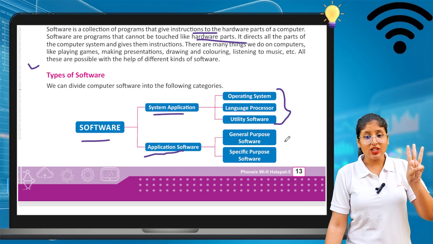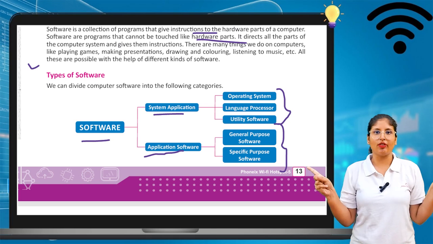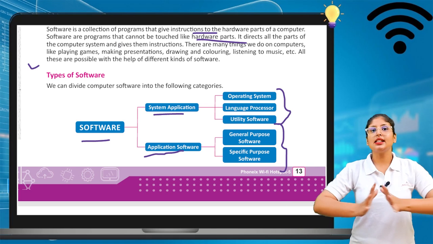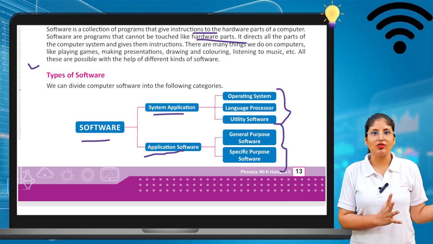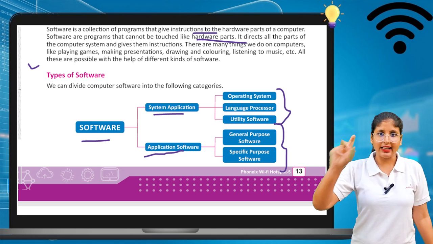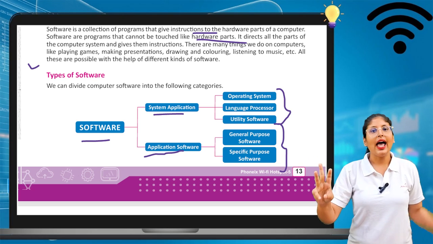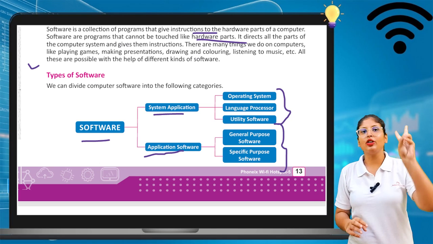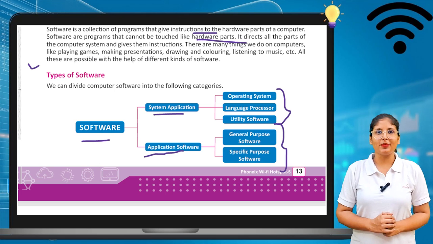Next is application software, also divided into two categories, that is general purpose software and second is specific purpose software. So this is how we can divide between our system software and the application software. System software is divided into three, that is operating system, language processor and utility software, and application software is divided into two, that is general purpose software and specific purpose software.